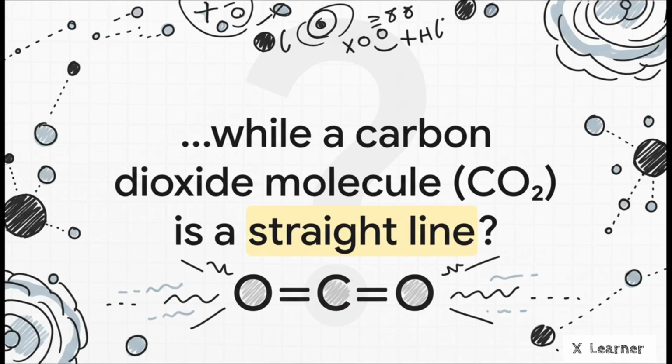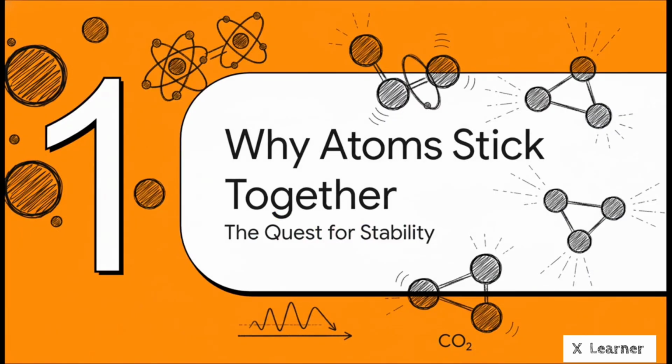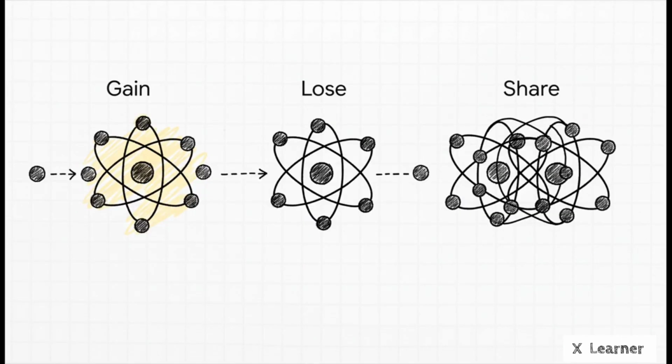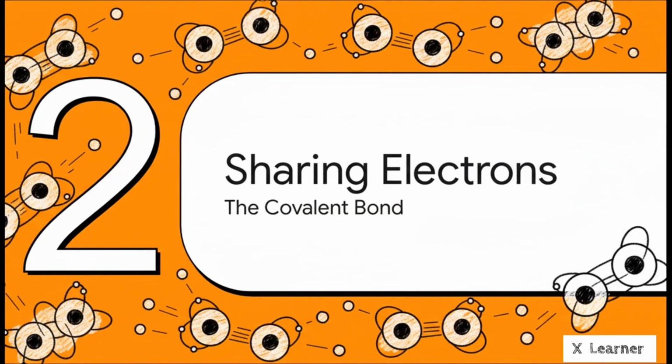Okay, let's get into it. So it all starts with something really basic that every single atom wants: stability. You could say atoms, kind of like us, are always looking for their most comfortable, low-energy state. And this whole quest for comfort is governed by something called the octet rule. It sounds technical, but honestly, you can just think of it as the rule of 8. An atom is at its happiest, its most stable, when its outer shell is packed with 8 electrons. So to hit that magic number 8, atoms will do pretty much whatever it takes. And that usually means they've got to team up with other atoms to either gain, lose, or most often share electrons.